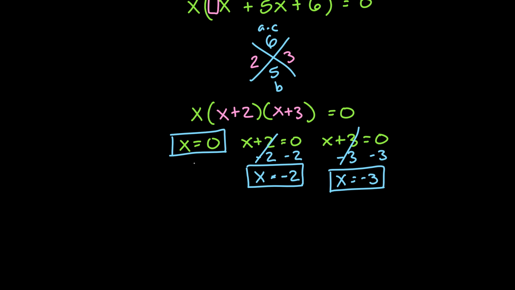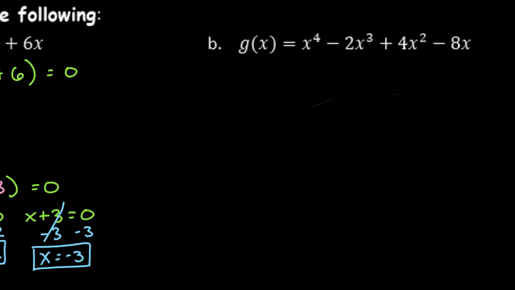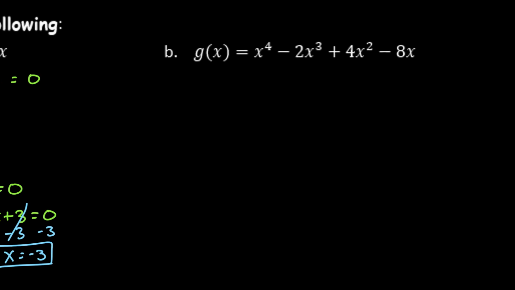Any questions? Okay, you guys try part B. Okay, guys, so hopefully you finished part B by now. What should you have done first here? Pull out your GCF. Beautiful, which is what? X. So we're left with x cubed minus 2x squared plus 4x minus 8.